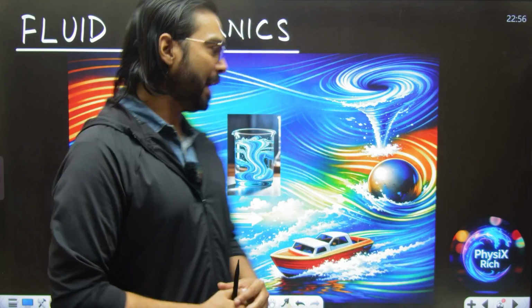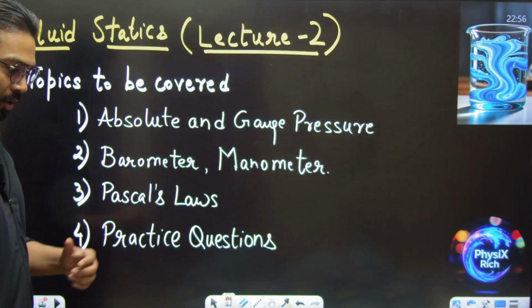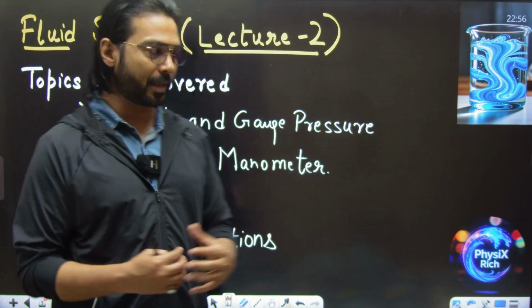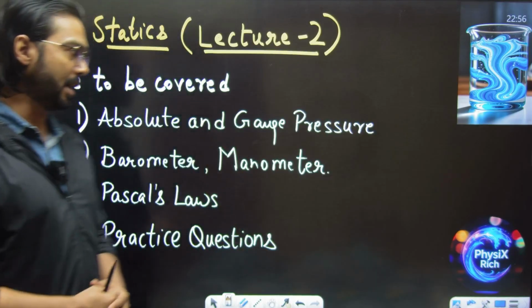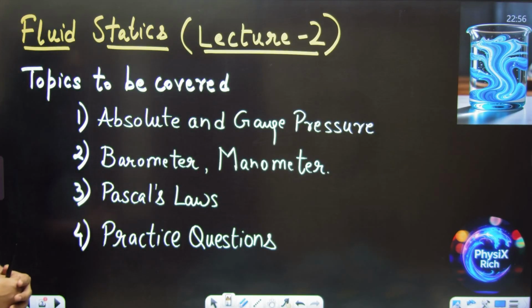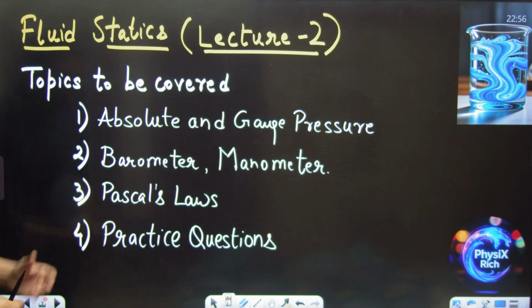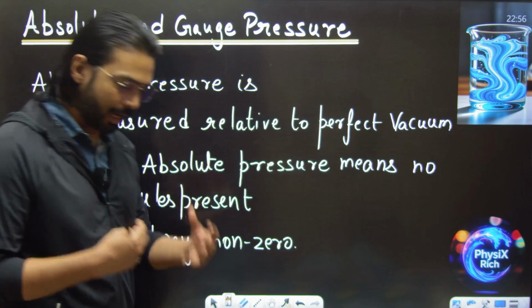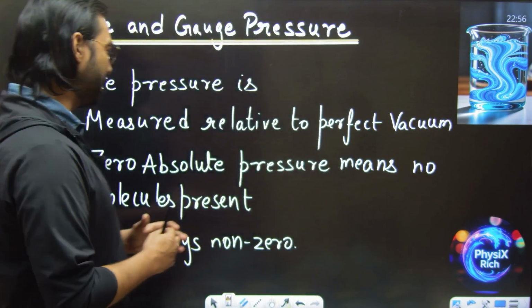We are into the series of fluid mechanics, and this is the second lecture on fluid statics. So, let's begin. We have spoken in detail about the basics in the first lecture, and we will expand those basics and understand some new topics today, and we will also apply whatever we have learned in the previous lecture in today's class. You will learn about absolute and gauge pressure, barometer, manometer. We will learn about Pascal's laws, and we will do some practice questions which will help you get into the mood of solving good problems and help you prepare for your exams.